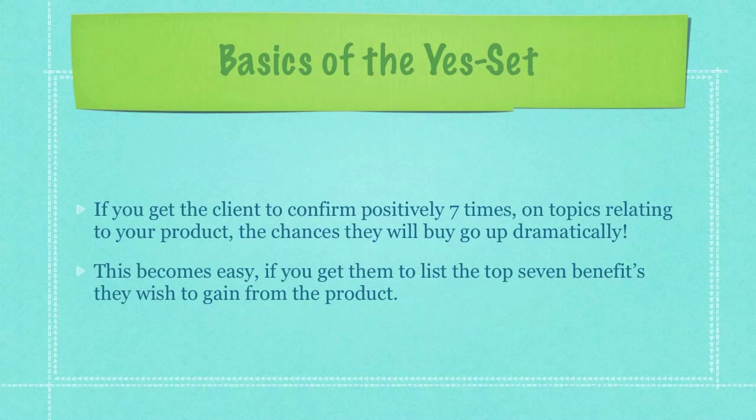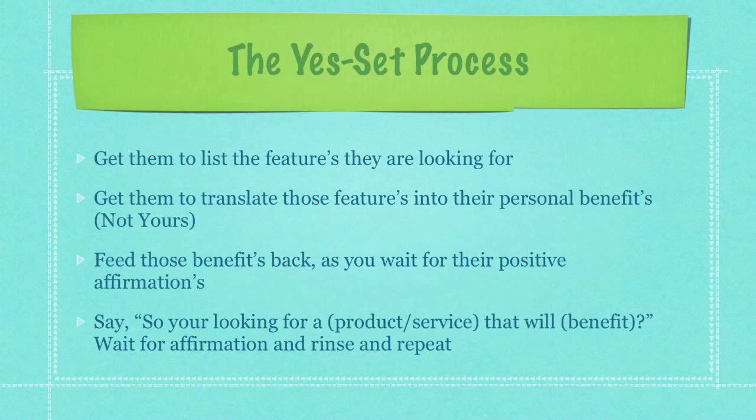Research has actually shown if you get the client to confirm positively 7 times on topics relating to your product, the chances they will buy go up dramatically. This becomes easy if you get them to list the top 7 benefits they wish to gain from the product or service. This is the yes set process. In the next tutorial, I'll go over it definitively, but this is simply what you do.